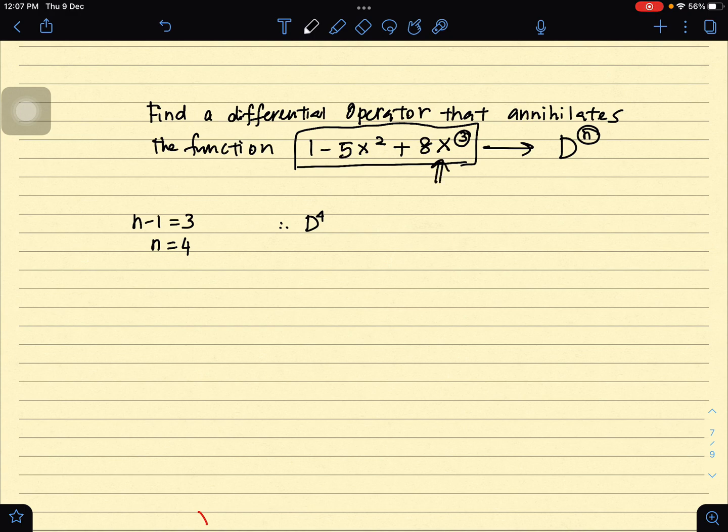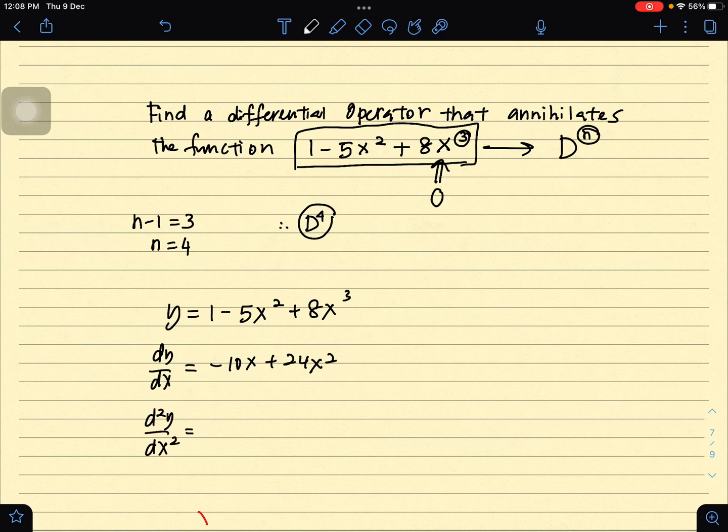What does it mean, the differential operator that annihilates the function? It means that this differential operator will transform your function to become 0 by the process of differentiation. We can try. We have y equal to 1 minus 5x squared plus 8x cubed. If we differentiate once, we have dy/dx equal to negative 10x plus 24x squared. If we differentiate twice, we get d squared y/dx squared equal to negative 10 plus 48x. Okay, it's not yet 0. Differentiate again, then you will get d cubed y/dx cubed as 48. Not yet 0, and you differentiate again, you will get d fourth y/dx fourth equal to 0.